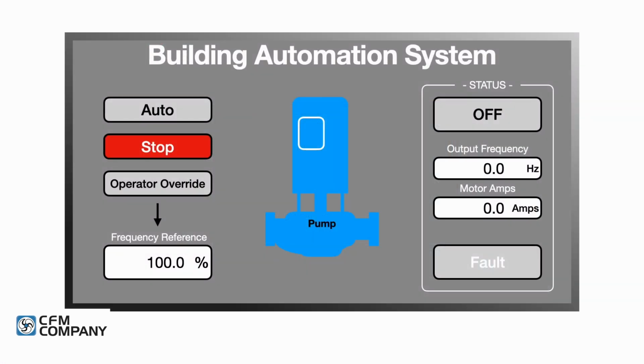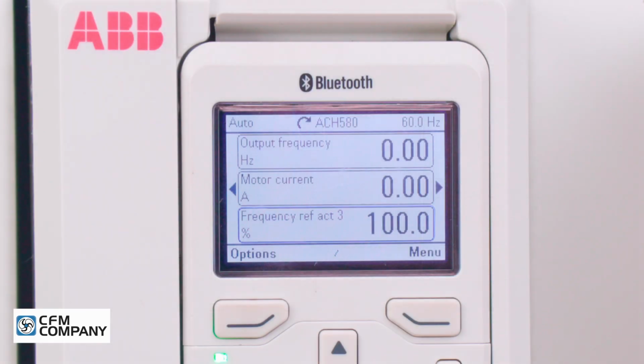Send the drive an output frequency reference of 0. The third line of the display, Frequency Ref Act 3, should read 0%. With a successful test of the start-stop and frequency reference, the ACH580 drive is now ready for operation following commands sent over serial communications. Thank you for watching this video.